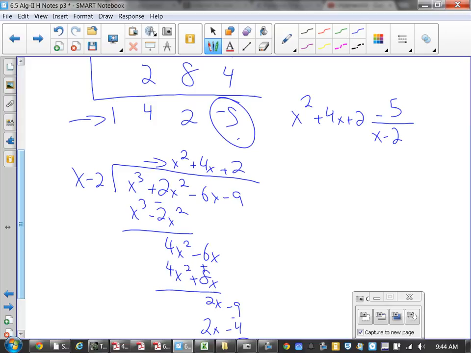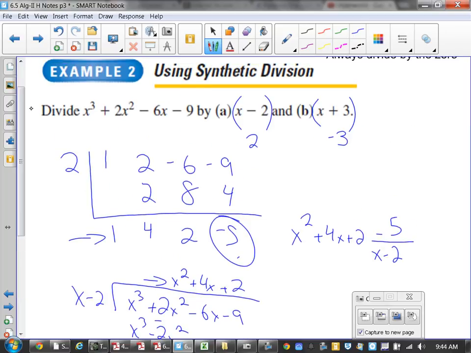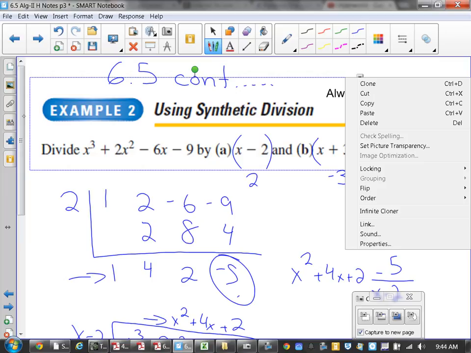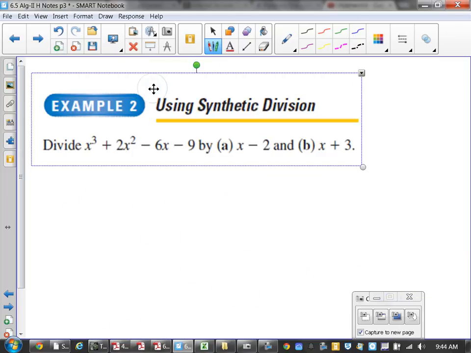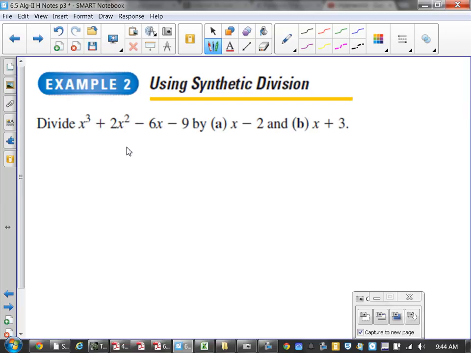I'm getting there now. I'm going to do that next example. The other part of the problem we just haven't done yet. We put it on another sheet here. So that was part A. Part B was to divide it by x plus 3. If I'm going to divide by x plus 3, what's the 0? Negative 3. So I'm going to divide this one by the x plus 3, so I put a negative 3 out here.